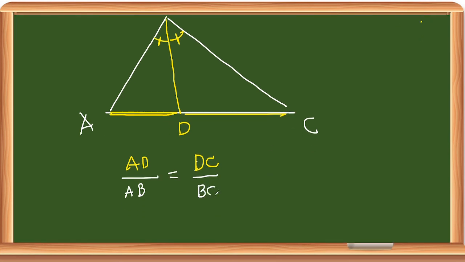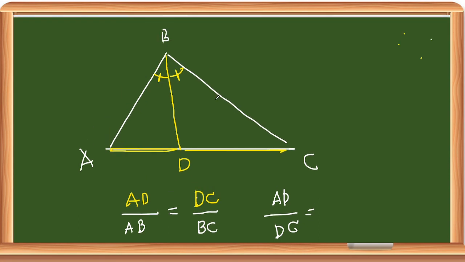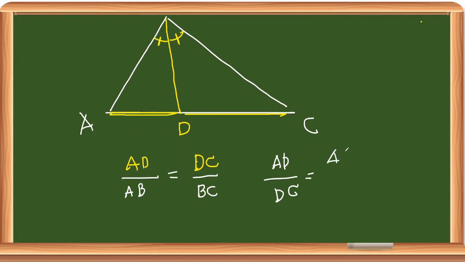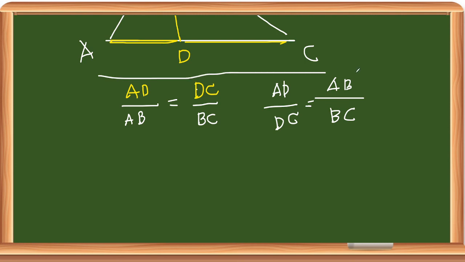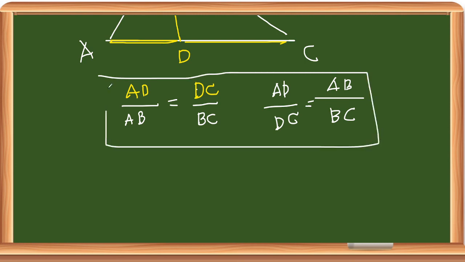Ganyan. No? So, actually, pwede siyang using the alternation, we can say that AD over DC, yung ratio nitong dalawa, must be equal to the ratio of the other two sides of the triangle, which is, this is AB over BC. Yan yon, no? So, yan yung magiging angle bisector theorem ng triangle.